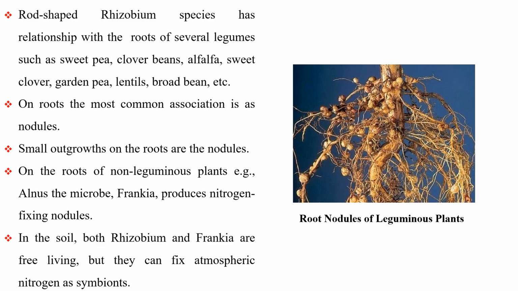On the roots of non-leguminous plants, for example Alnus, the microbe Frankia produces nitrogen-fixing nodules. In the soil, both Rhizobium and Frankia are free-living, but they can fix atmospheric nitrogen as symbionts.